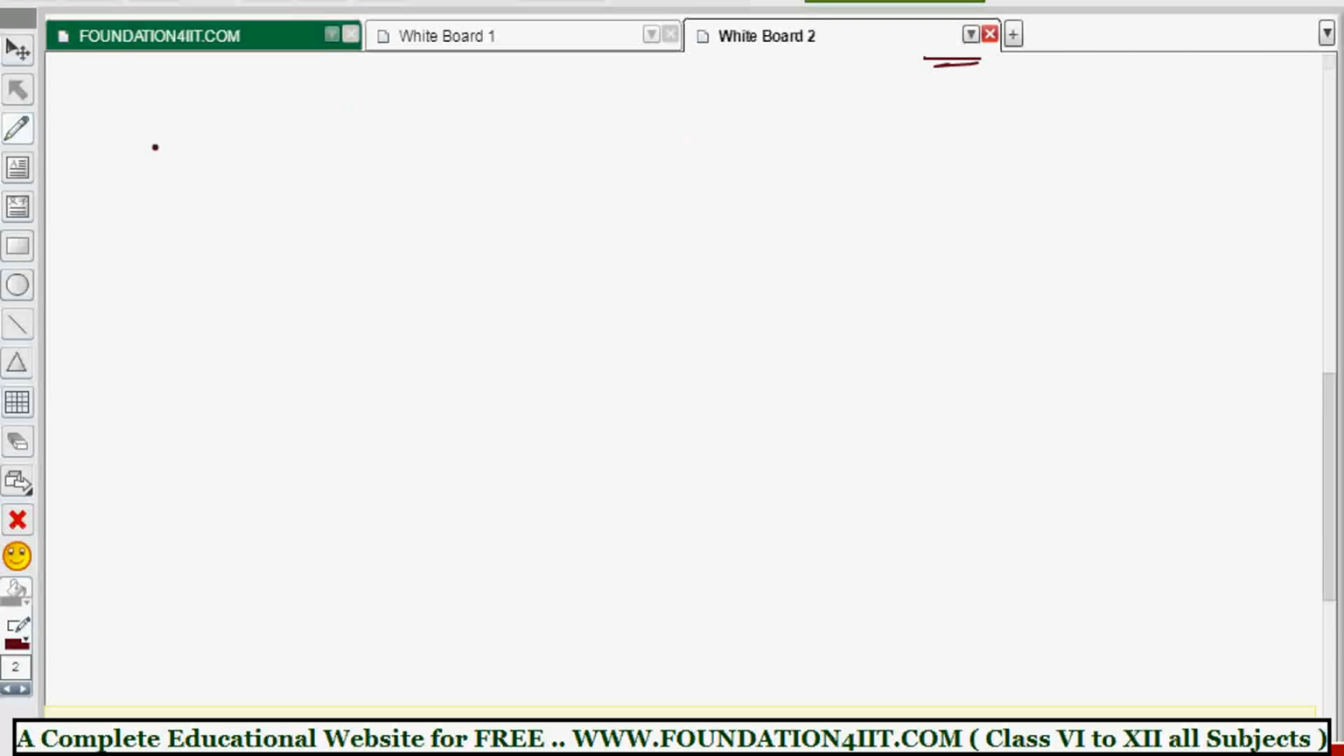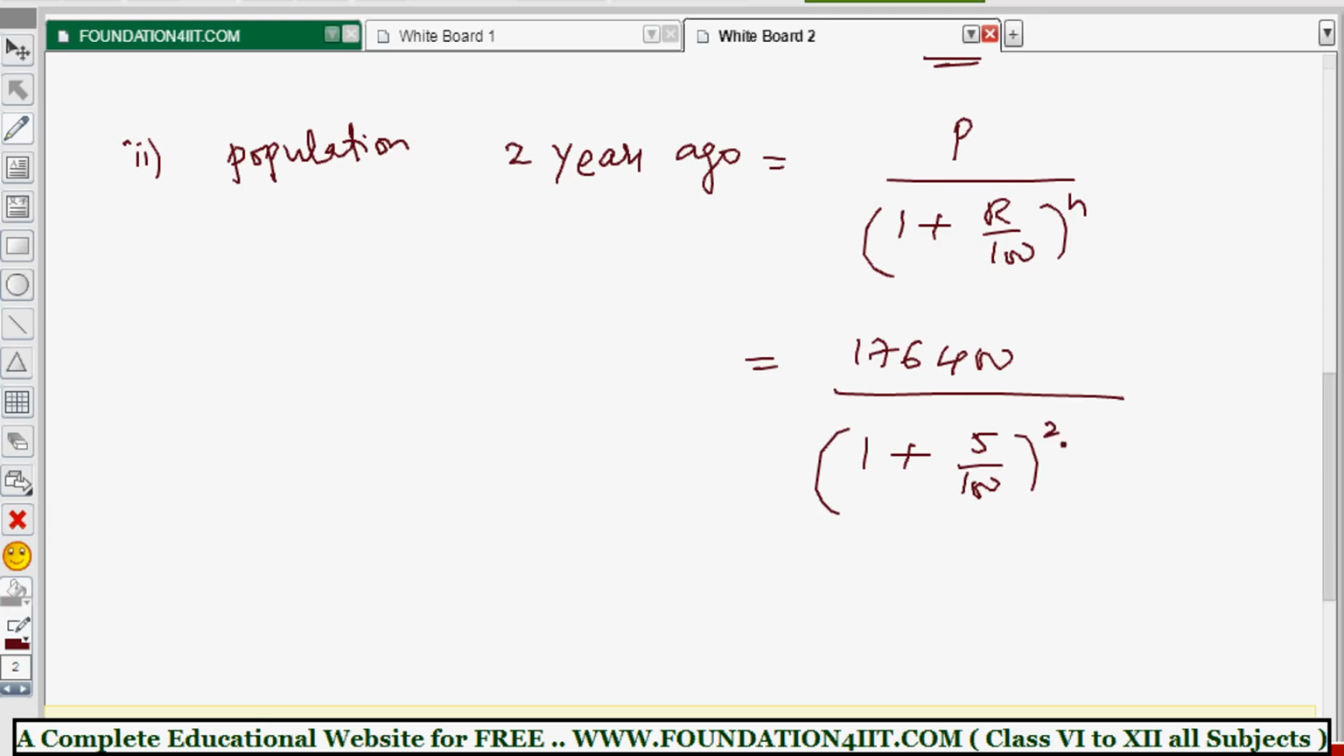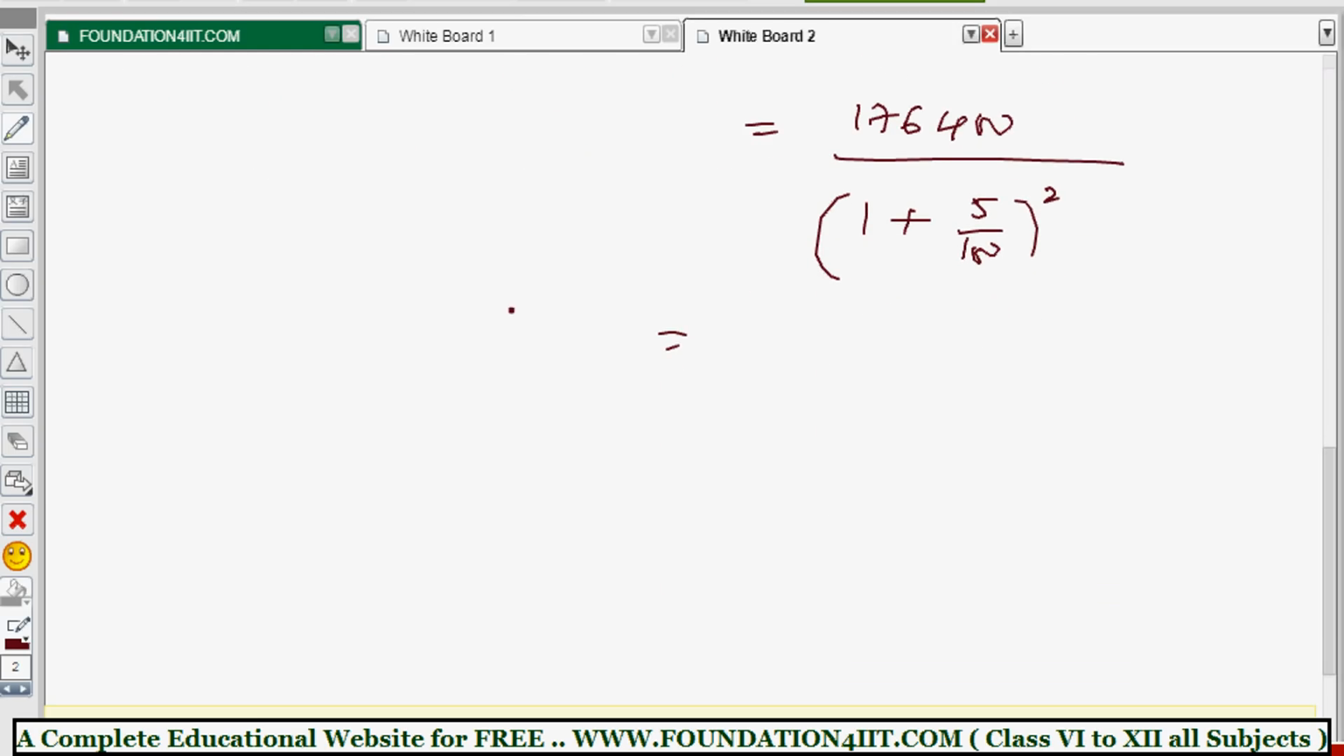Okay, now similarly, the population 2 years ago. That is P by 1 plus R by 100 to the power n, because it is increasing. So the P value is 1,76,400 by 1 plus, the rate of growth is 5 by 100, to the power 2. Now this value we will simplify. So that is the population before 2 years.